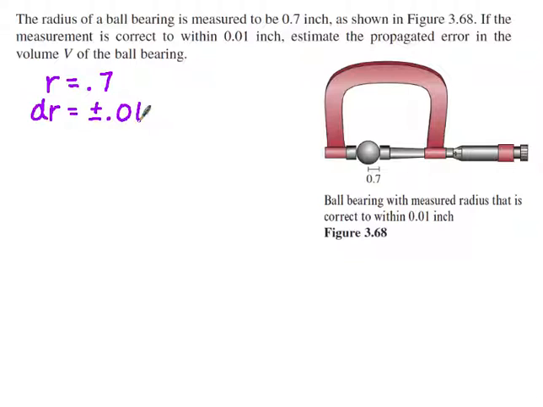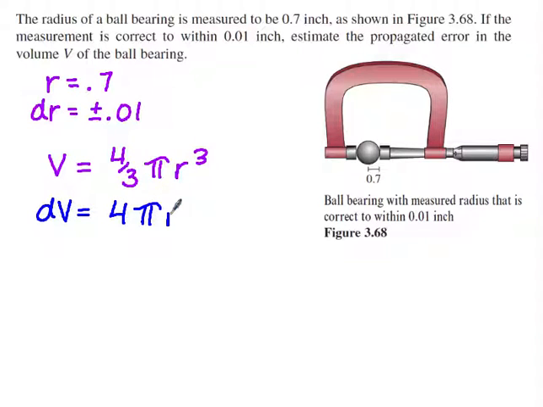And so now the ball bearing is actually in the shape of a what? A sphere. So I know that the volume is 4/3 pi r cubed, right? That's the volume of a sphere. And so now in order to find the propagated error, I need to go through the differential process. So I need to find the derivative of this. The derivative of this will be 4 pi r squared dr. Okay? Got to have that derivative with respect to r.